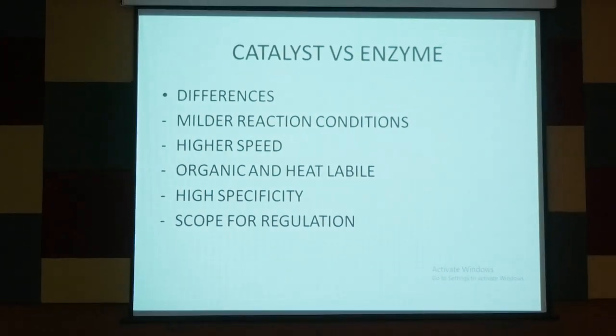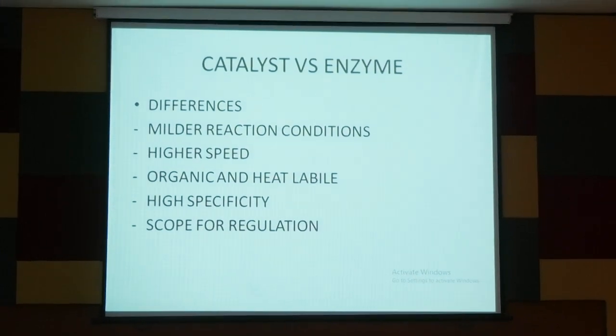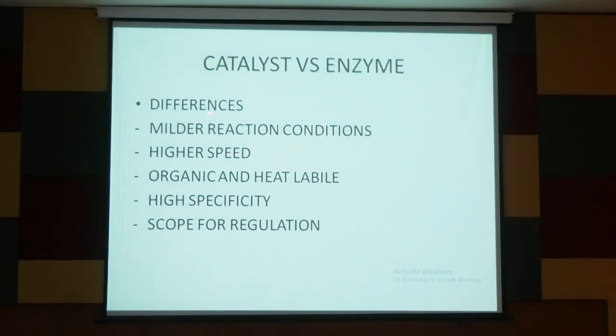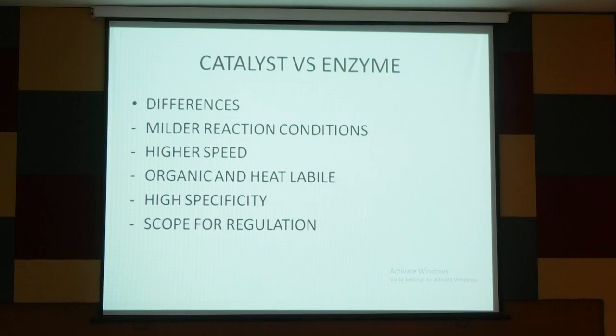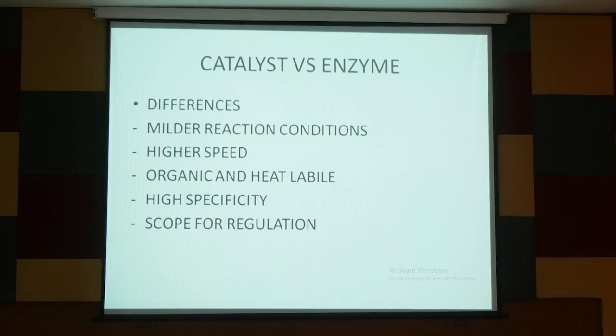Now, if so, then what are the differences? The chemical catalysts react in very extreme conditions. Say, for example, Haber's process of ammonia production. What is the atmospheric pressure? 2 atmospheric pressure, 370 degrees Celsius. So these are very extreme conditions. Enzymes do not react at such extreme conditions.